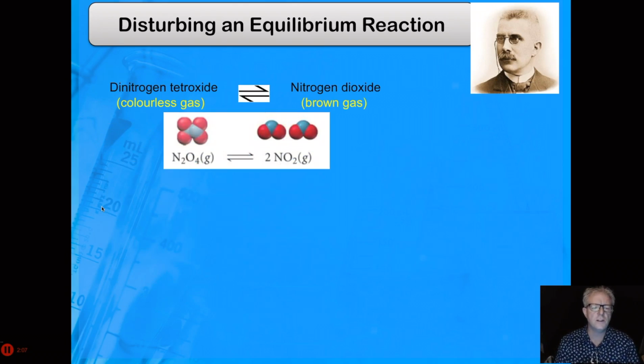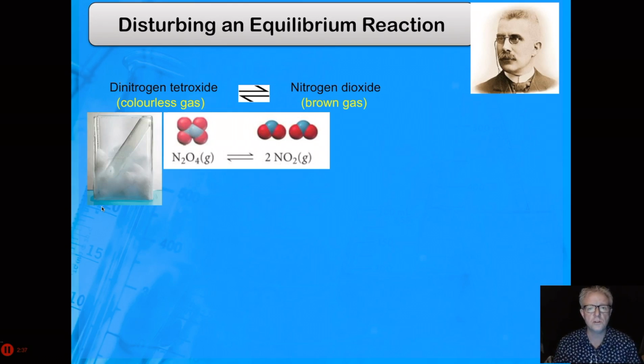Dinitrogen tetroxide on the left-hand side is a gaseous reactant, and that forms nitrogen dioxide, which is a brown poisonous gas. But the cool thing is that dinitrogen tetroxide is colorless. So depending upon what we have in a test tube or in a sealed container, it'll either be colorless or be brown, and that allows us to determine which way the equilibrium position is moving towards.